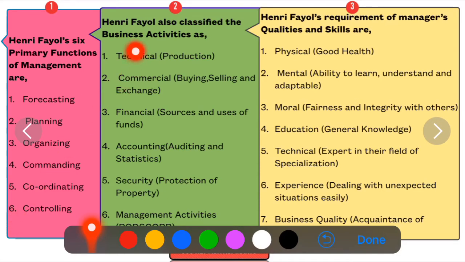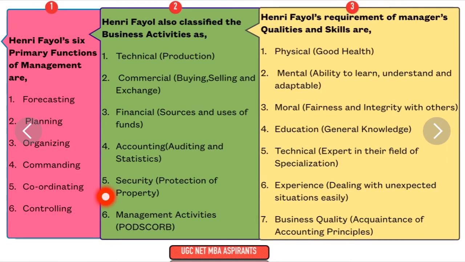Coming to Henri Fayol, who has classified the business activities as technical, which deals with production; commercial, which deals with buying, selling, and exchange of products. Third is financial, where sources and use of funds are discussed. Fourth one is accounting, which deals with auditing and statistics. Fifth one is security, where the protection of property is discussed. And sixth one is a management activity, that is POSDCORB: P for planning, O for organizing, D for directing, S for staffing, CO for coordinating, R for reporting, and B for budgeting.